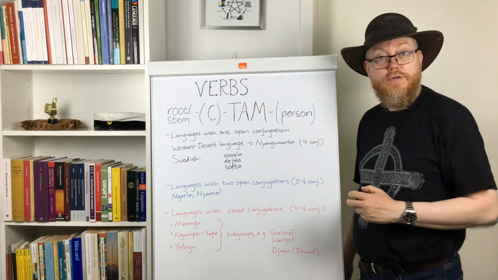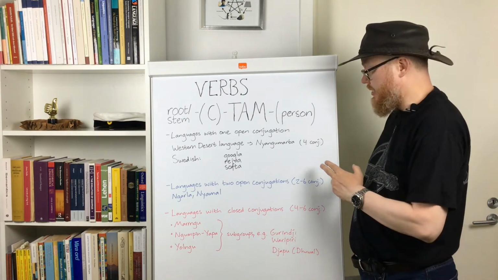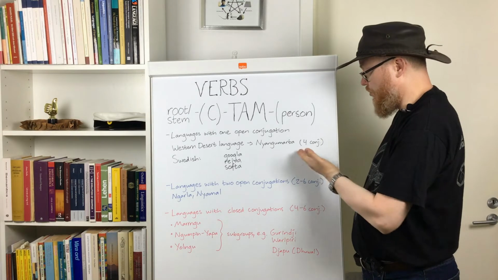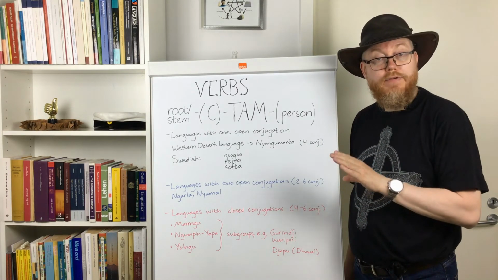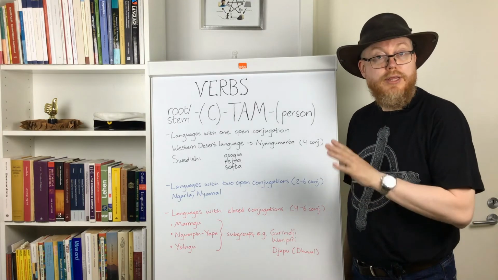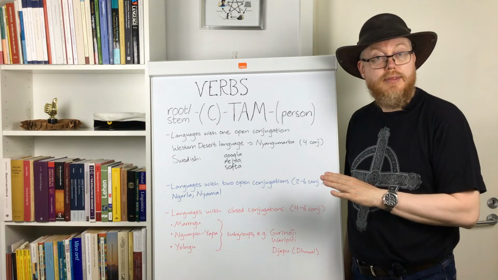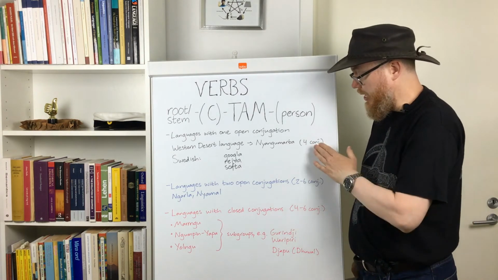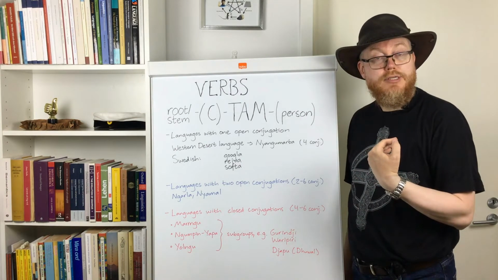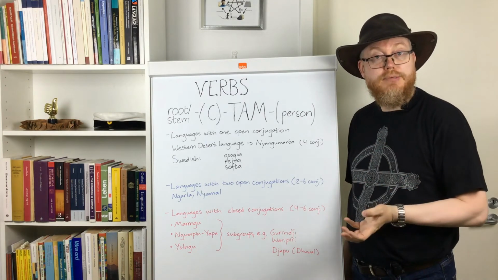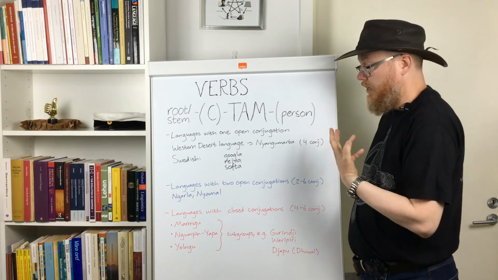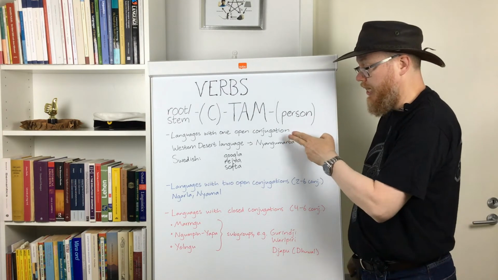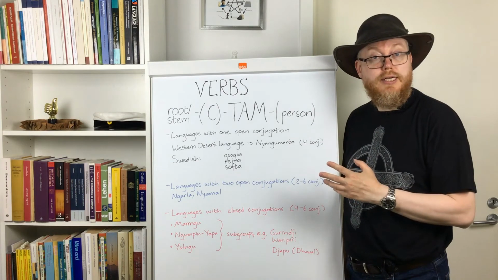So most of the Western Desert dialects have 4 conjugations, but 3 of them are closed with limited membership. So closed meaning they don't accept new members, for example when verbs are borrowed from other languages. But there is one big and open conjugation.